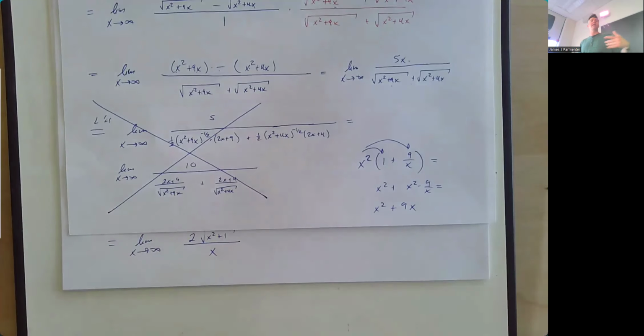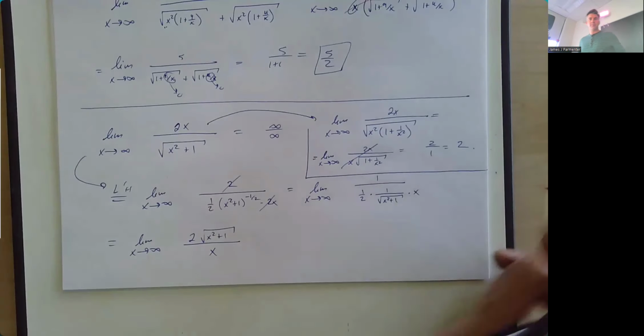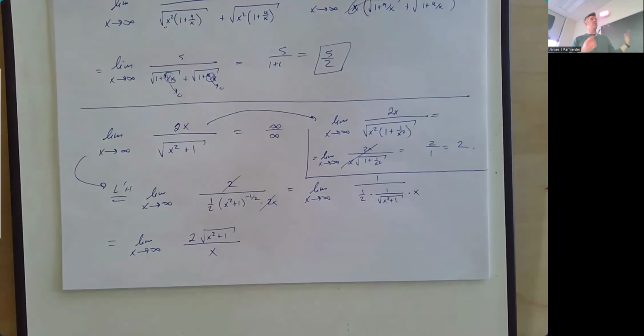So each time I'm just factoring out the x squared, I just have a different thing inside my expression, my square root. So yeah, L'Hopital's rule is great, but it can't always be applied. Yeah, I think that's all I have to say.